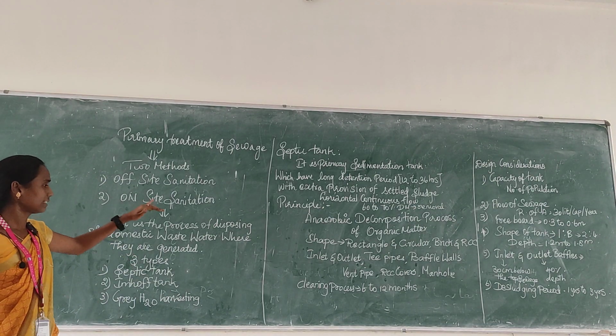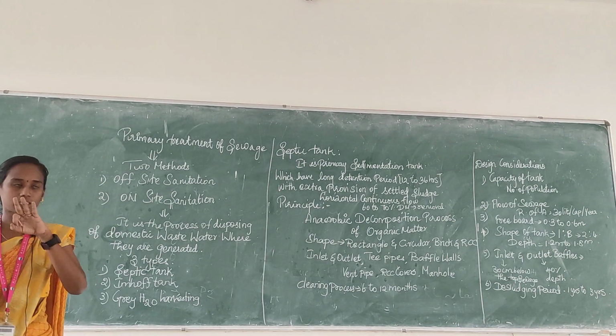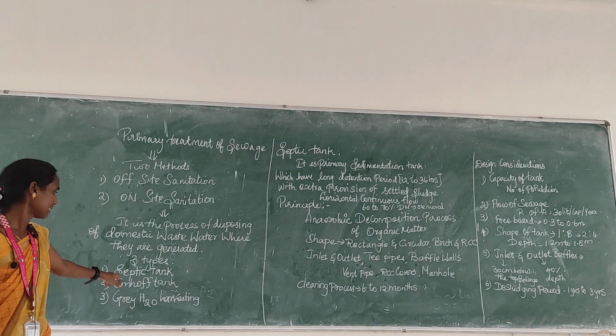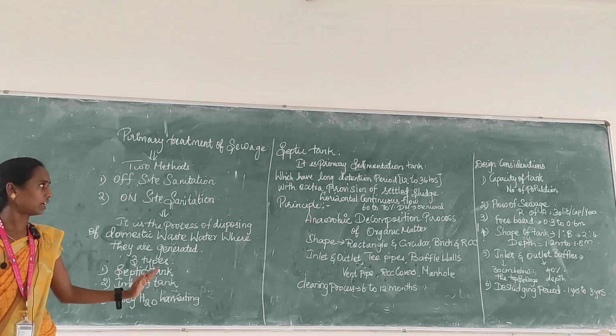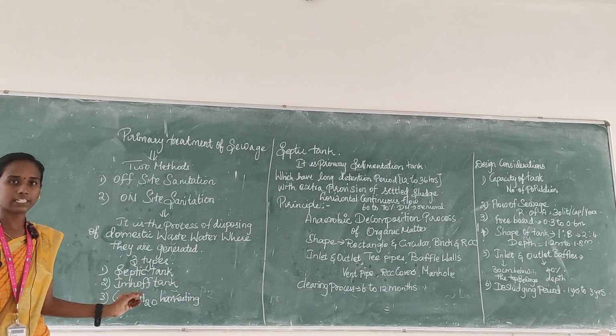So, the on-site sanitation method can be classified into three methods. First one is the septic tank, second one is the immersion tank, third one is grey water harvesting. First, we are going to see about the septic tank.